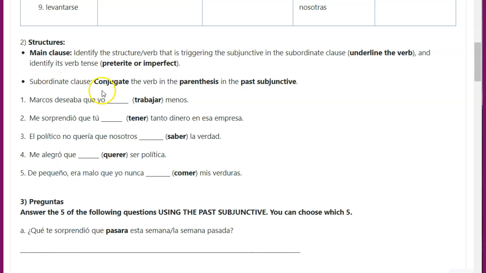Then the subordinate clause is after que, starts here. Que, this is your subordinate clause. It starts after que. Conjugate the verb in the parenthesis in the past subjunctive. So you have to conjugate this verb that you have here in the past subjunctive according to the subjects that you have here.